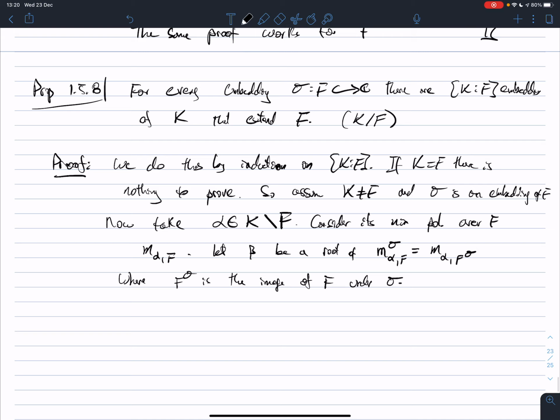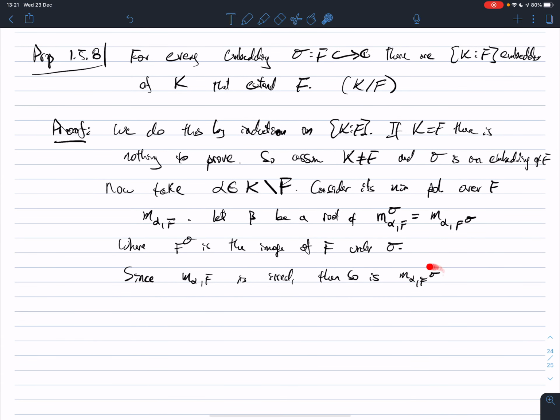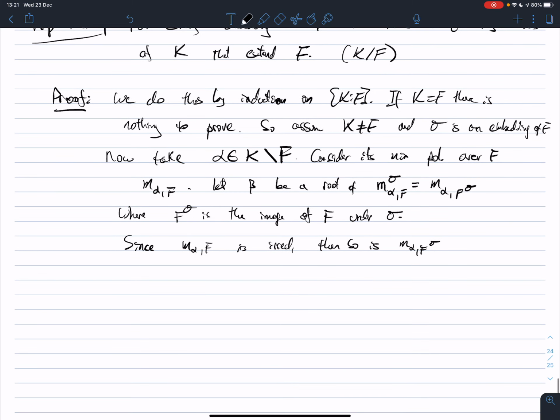Since m_α,F is irreducible, so is m_α,F^σ. So these are two different irreducible polynomials, and remember that β is a root of this polynomial. So now, by theorem, we have this Theorem 1.3.4.